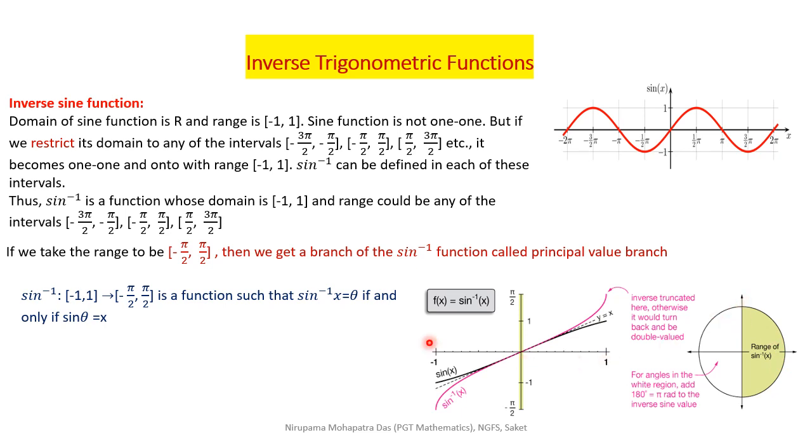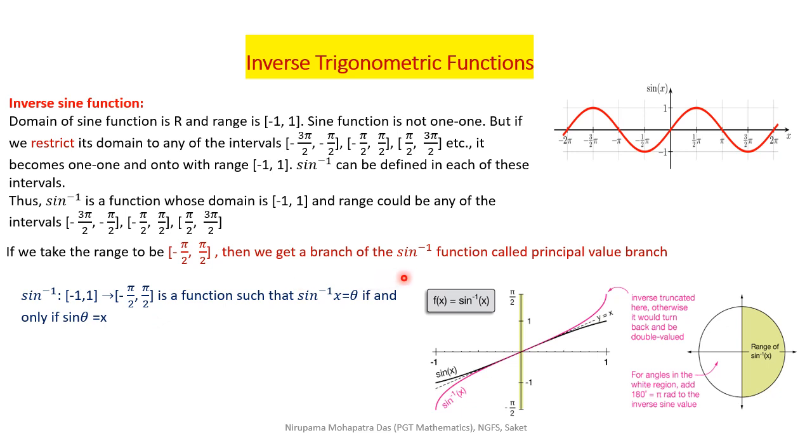So basically, simply said, whenever we want to make sine x invertible, we have to restrict the domain of that function. After restricting the domain, we take the interval which is nearer to the origin as the principal value branch. So sine inverse is a function from minus 1 to 1 to this interval. So this is the range of the sine inverse function.